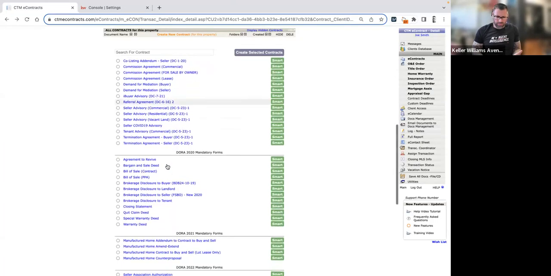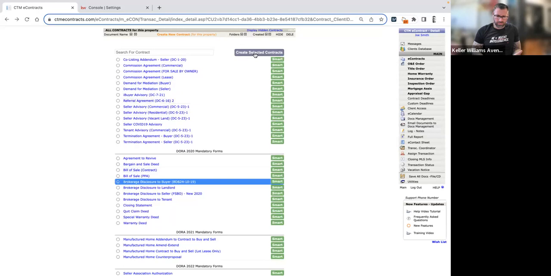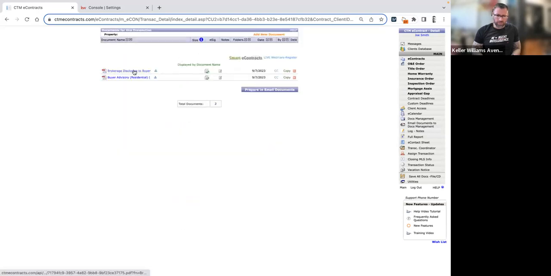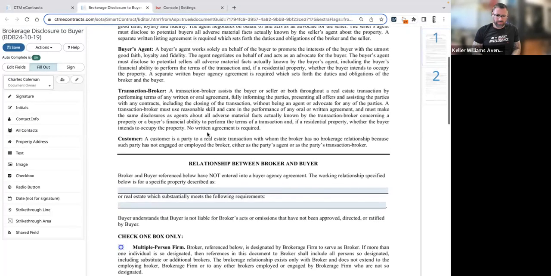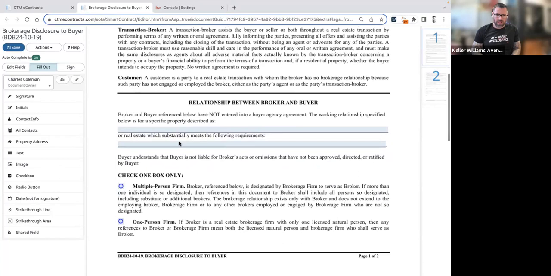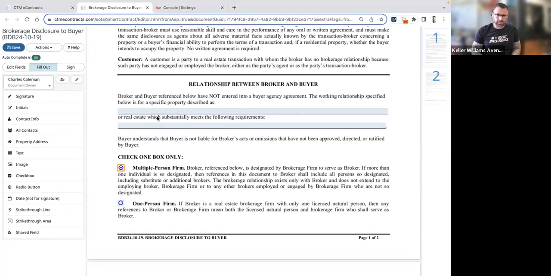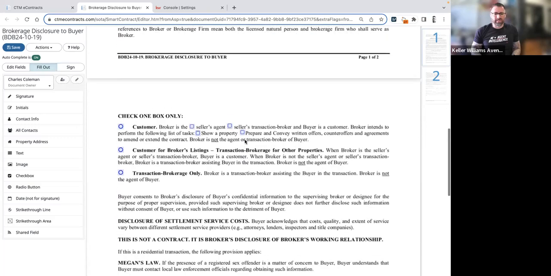So I'm going through brokerage disclosure to buyer, create. And again, here's the brokerage disclosure. And we're going to go over here and we're going to click this. And you have the ability to fill out some stuff. So now I'm going to go multiple person firm. The buyer is reference is not entered into a buyer agency agreement. We require this document for this reason. It's another CYA, because a lot of you guys are having some conversations with people before you get documents in place. So go through and get this thing done.